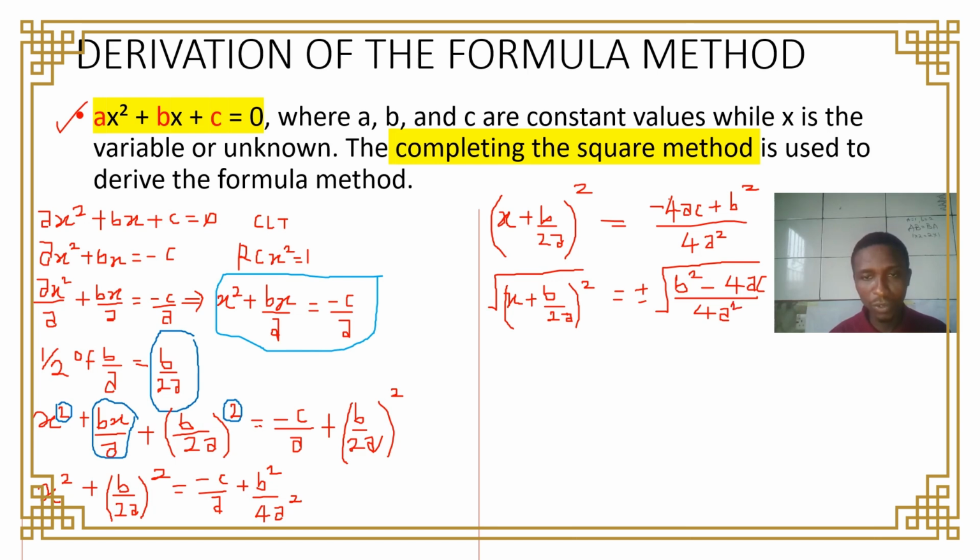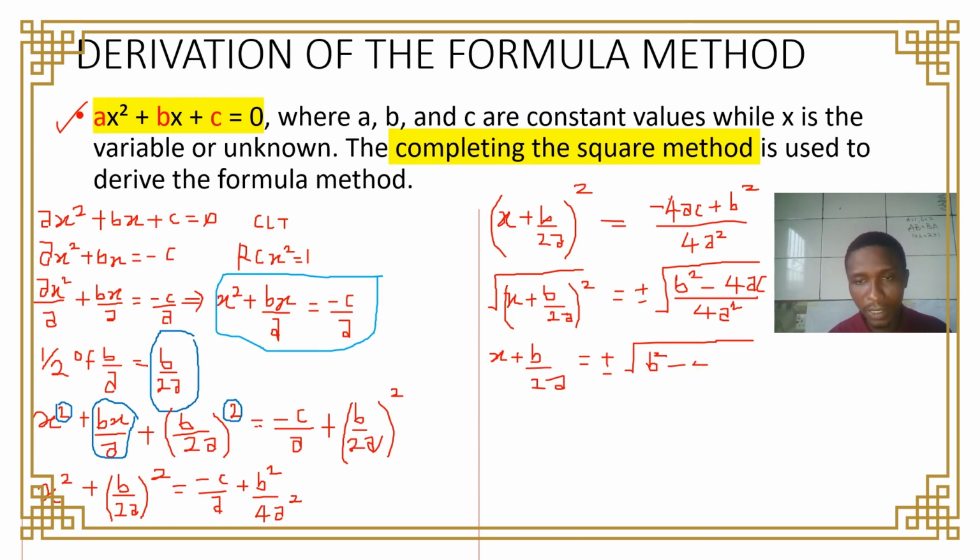Then the square root will eliminate the square at the left hand side, so we are left with x plus b over 2a at the left hand side, which is equal to plus or minus the square root of b squared minus 4ac.